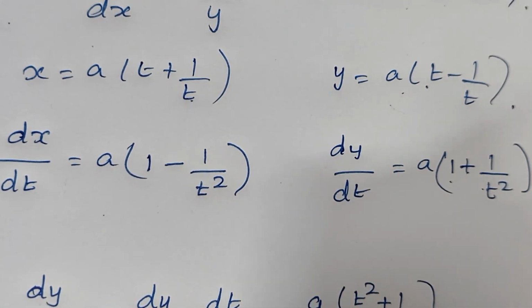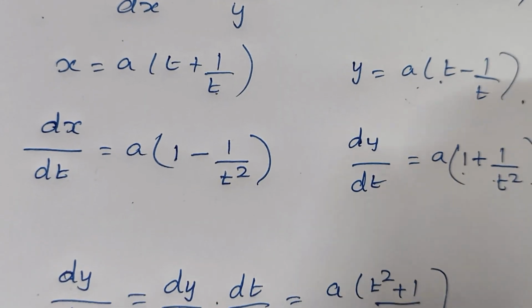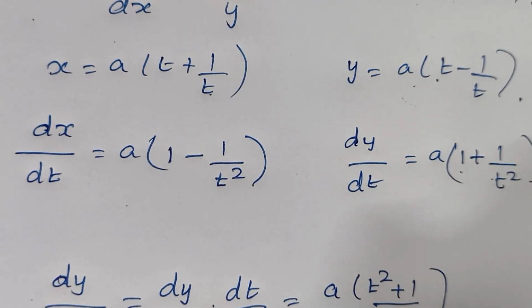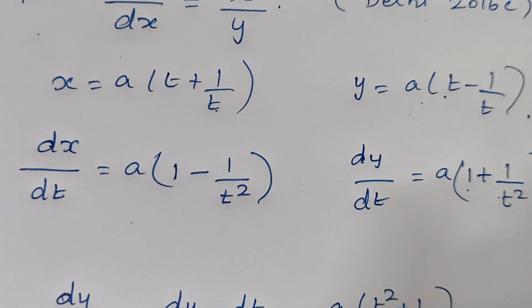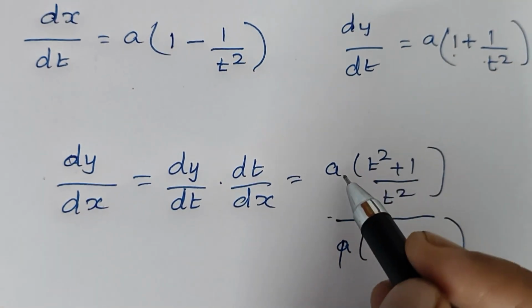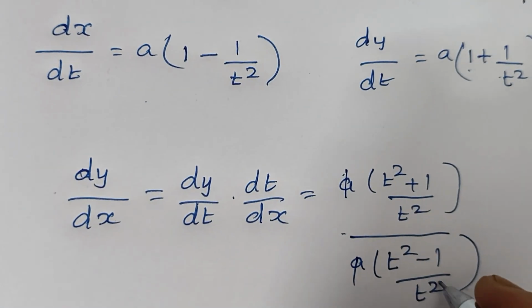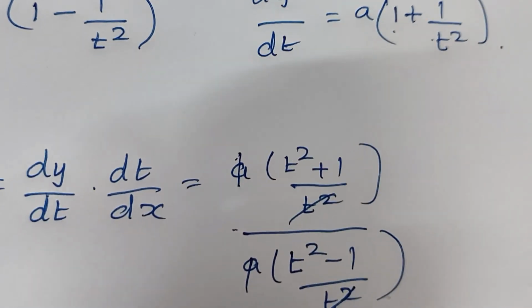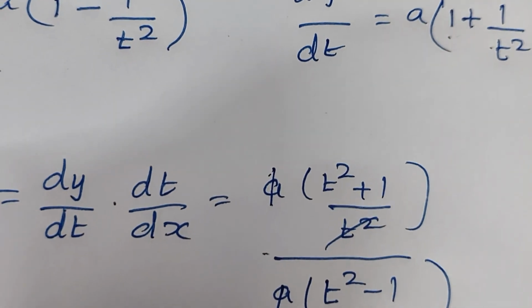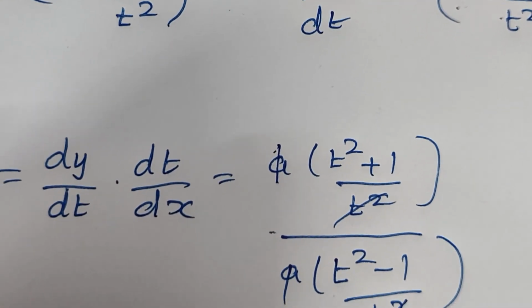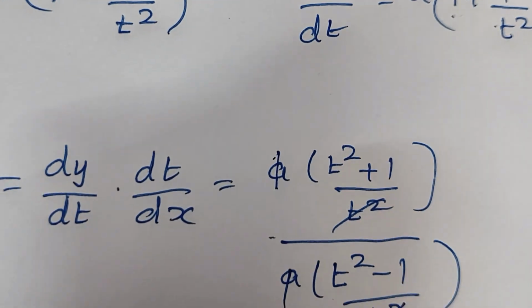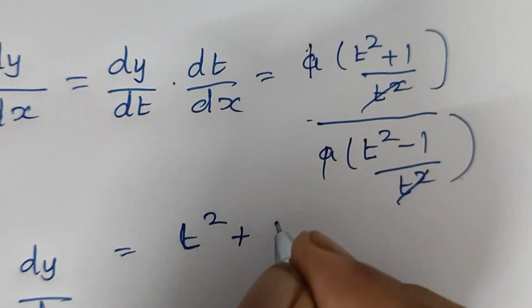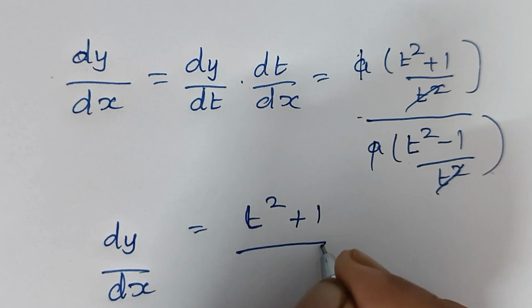Then here a into t square minus 1 by t square. So now a get cancel. Then t square also get cancelled. So what is the remaining? That is equal to dy by dx equal to t square plus 1 divided by t square minus 1.